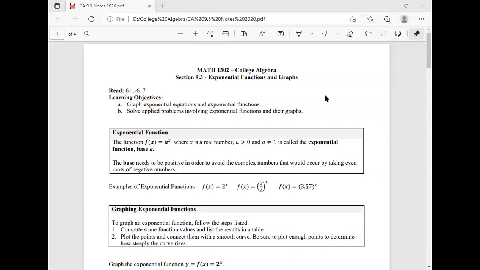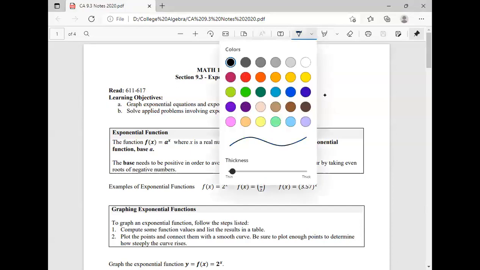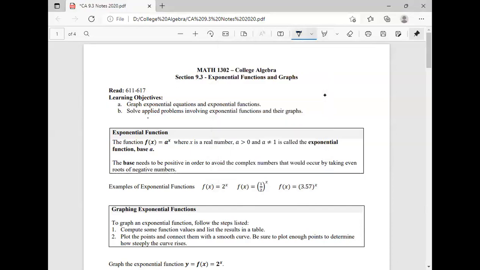9.3 is talking about exponential functions and their graphs. So we're going to do a couple of things here. We're going to graph exponential equations and exponential functions. And we're going to solve some applied problems involving exponential functions and their graphs.